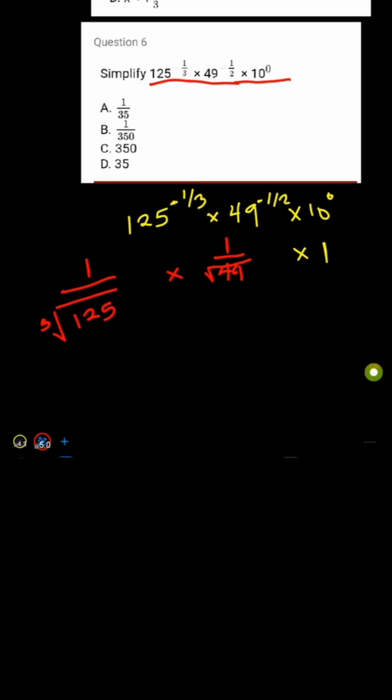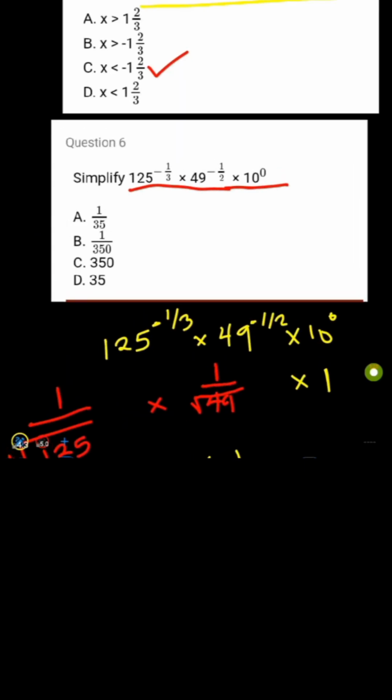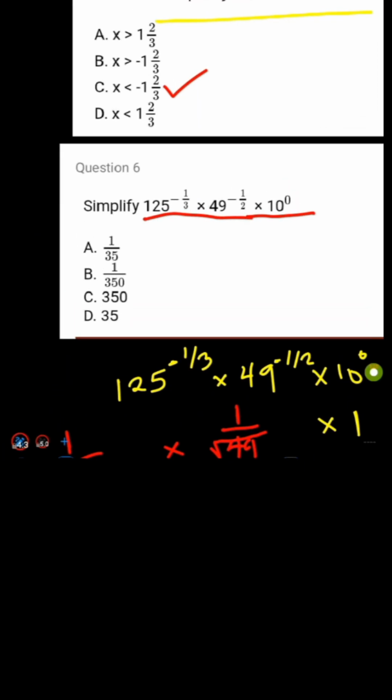So just take it step by step. This one will give you 1 over the number that you multiply 3 times to give you 125. That's the cube root of 125, that will be 5 times 5 times 5. So this one will be 1 over 5, times 1 over the square root of 49, which is 7, times the 1 that is here. So at the end of the day, this 1 is like 1 over 1. So you have 1 times 1 times 1 at the top, and 5 times 7 times 1 at the bottom. That will give you 35. So that's 1 over 35. And check the options real quick. You see that is option A. You can see it here. Okay, so I hope you understand that one.